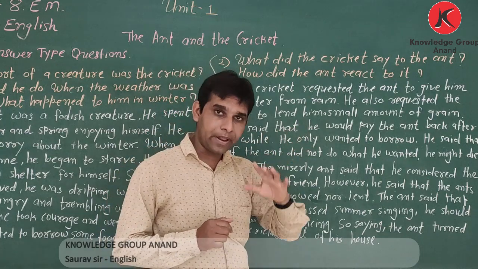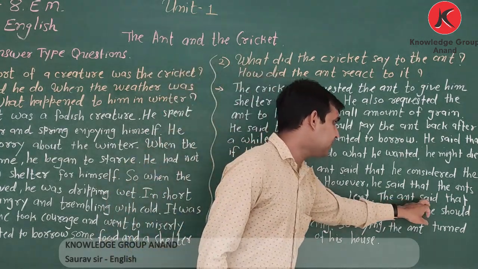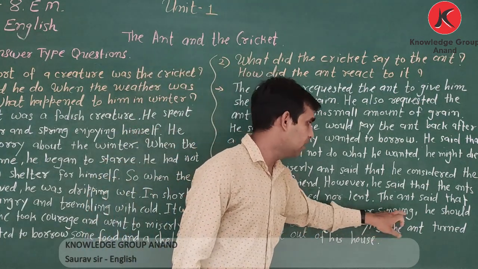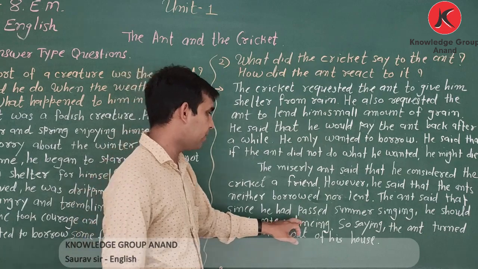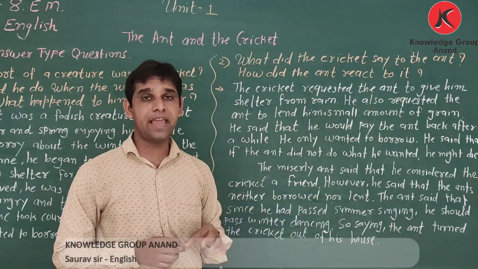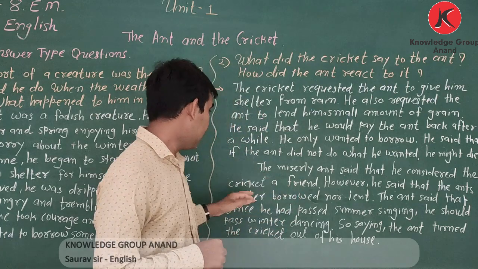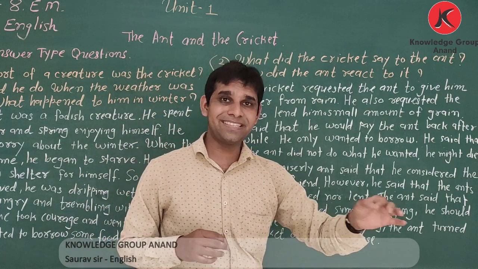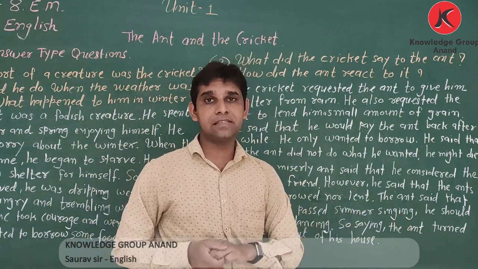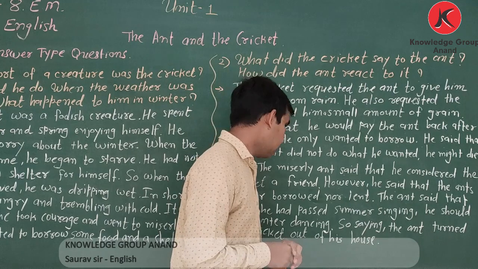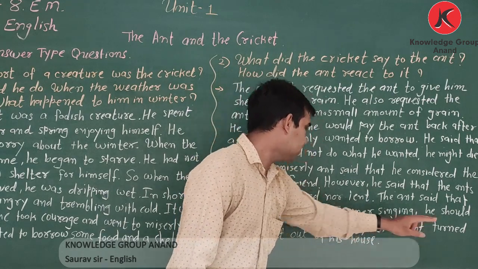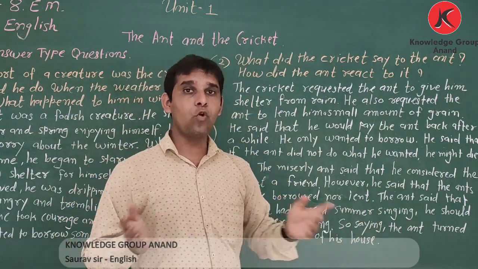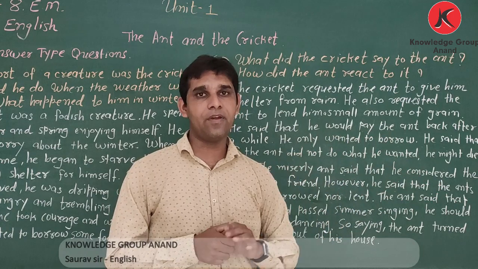That is his principle. The ant said that since he had passed summer singing, he should pass winter dancing. Now see the answer the ant gave to the cricket. The ant said that if the cricket passed this summer by singing, this winter he should pass by dancing. So saying, the ant turned the cricket out of his house. By saying this, the ant closed his door and the cricket went out.